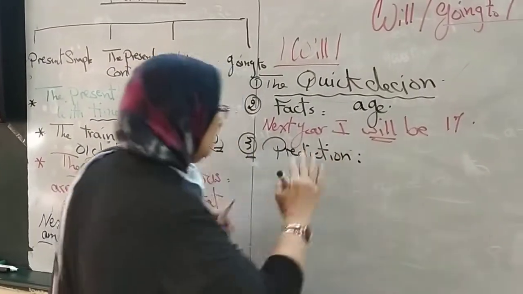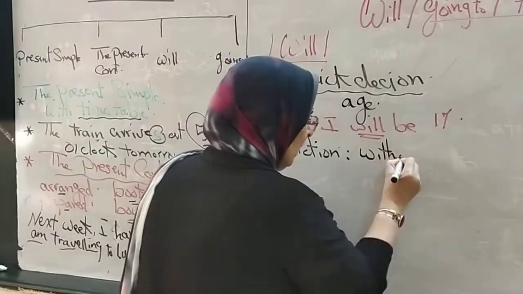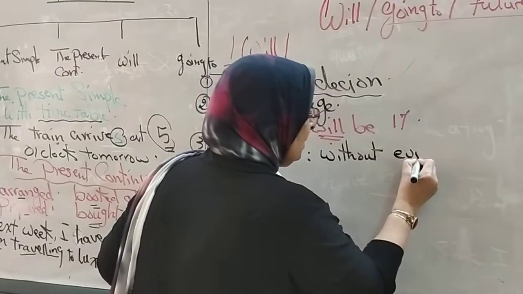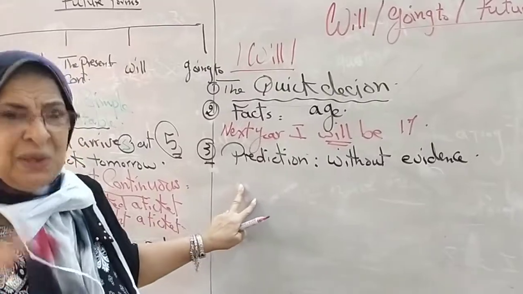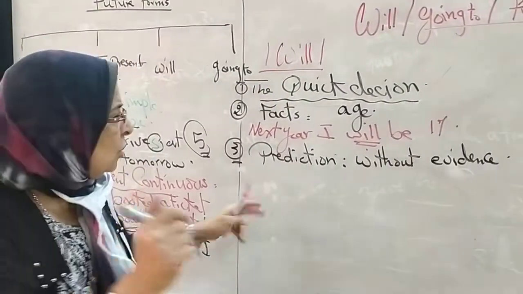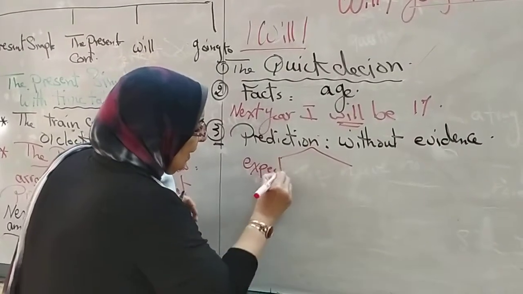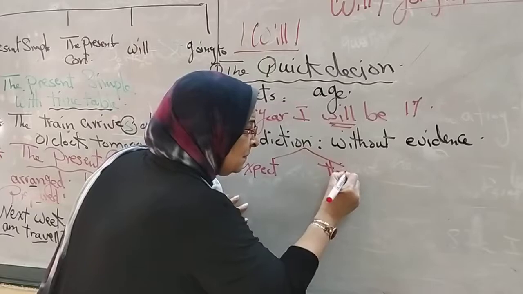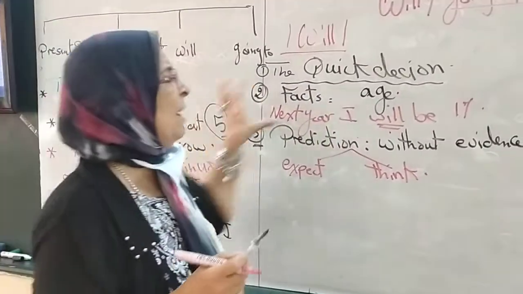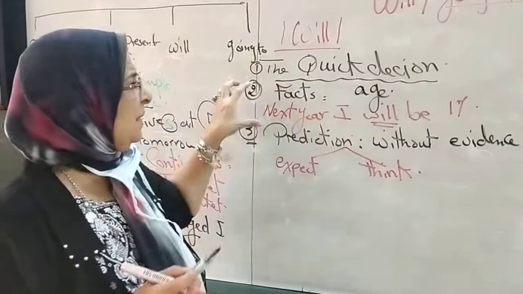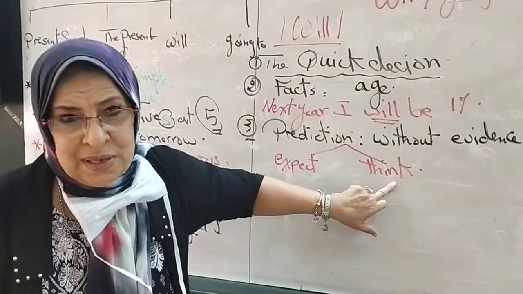In a prediction you live without evidence. Without evidence, this is number 1. Or we can say it's your personal opinion. What do you think? What do you expect? So we must have 2 words: expect and think. Once you have in the sentence something small talk about the age, you are going to use will. Quick decision, you are going to use will. You have expect or think, you are going to use will.